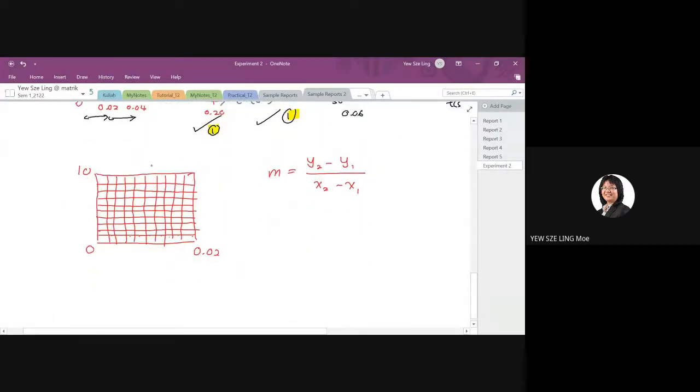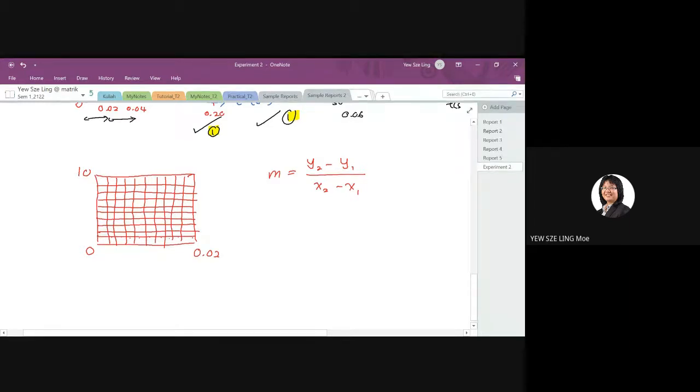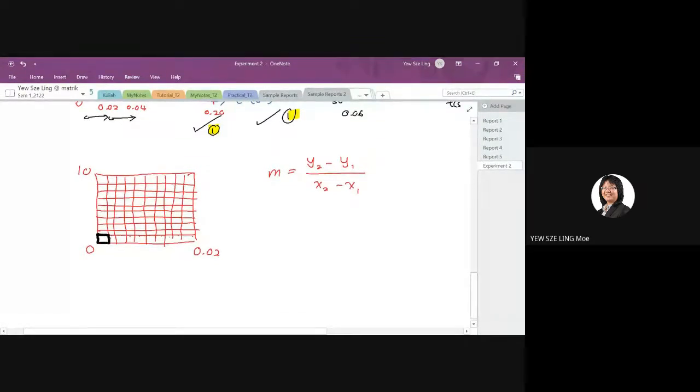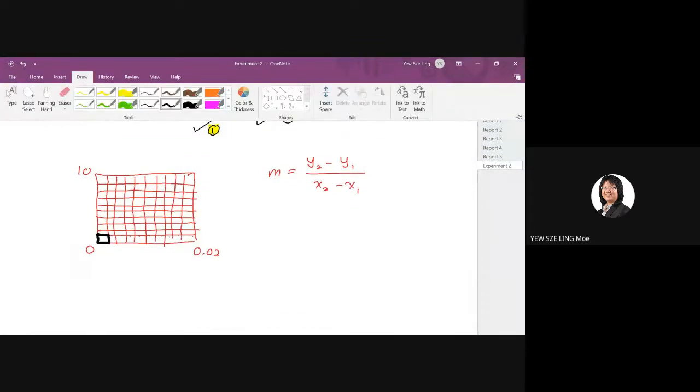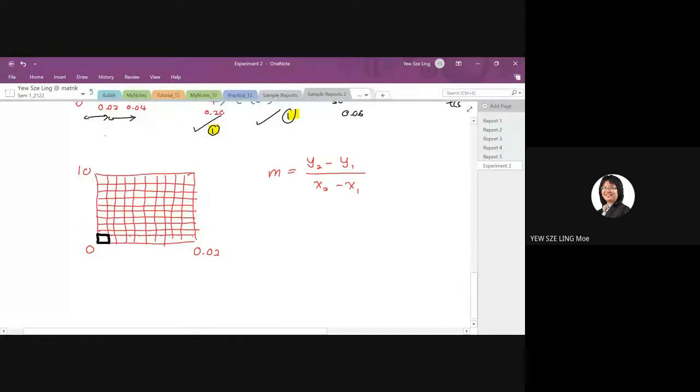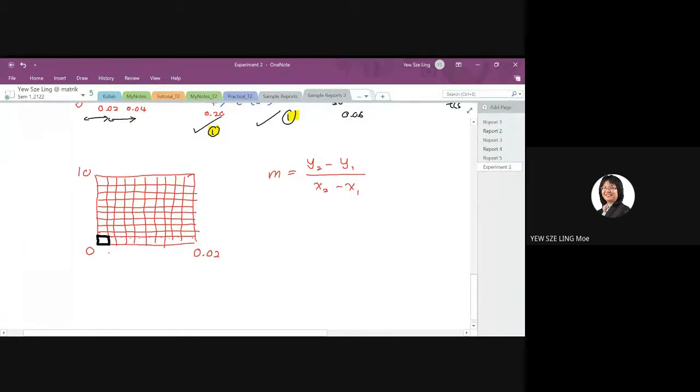Satu kotak dalam graph paper Anda. So every box, you have 10 small boxes by 10 small boxes. What are we going to do now? We just want to look at what happens to this one small box, the value for this one small box. For this one small box along the x-axis, if 10 boxes equals 0.02, then at this point we have 0.002.